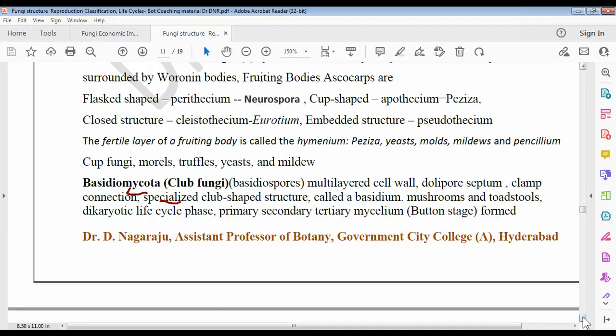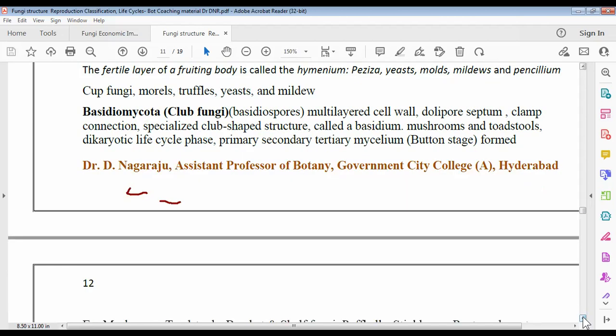And Basidiomycotina: club fungi, bracket fungi, mushrooms, toadstools, footballs. These all belong to basidiomycetes. Button stage. Which group of fungi is called toadstools? Which group of fungi is called footballs? Which group of fungi is called club fungi? Basidiomycetes. All these answers are basidiomycetes. Button fungi, toadstools, footballs.